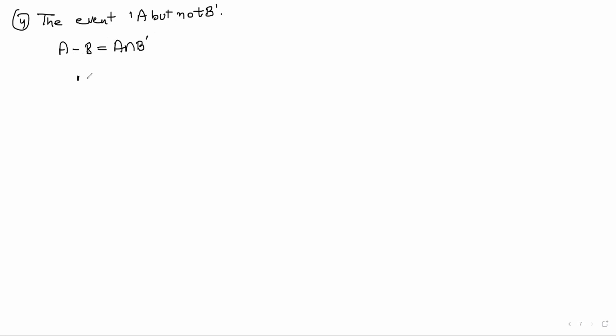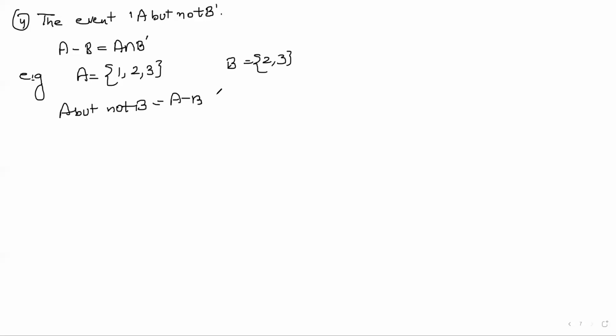So for example, if we have A equal to {1, 2, 3}, and we have B equal to {3}, we need to find A but not B. A but not B. So this will be equal to what? A minus B.